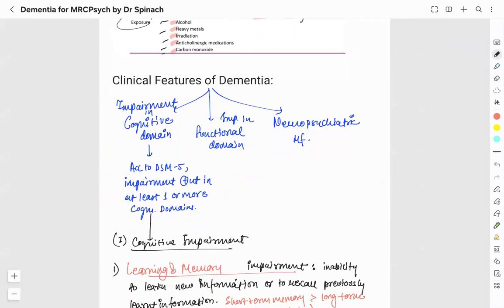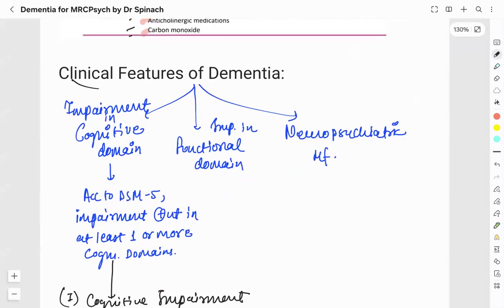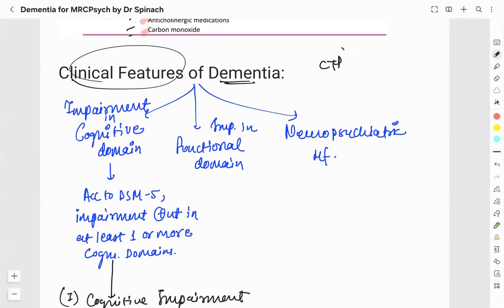Okay, so these are the clinical features of dementia, which I've divided into three parts. This is from CTP. So impairment in the cognitive domain, impairment in the functional domain, and neuropsychiatric manifestations.